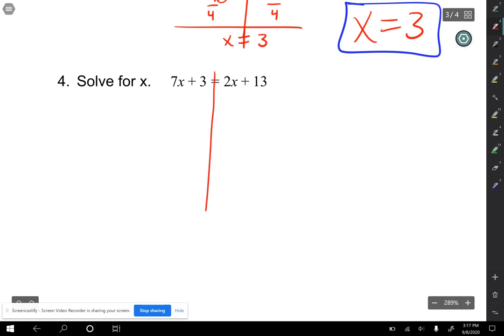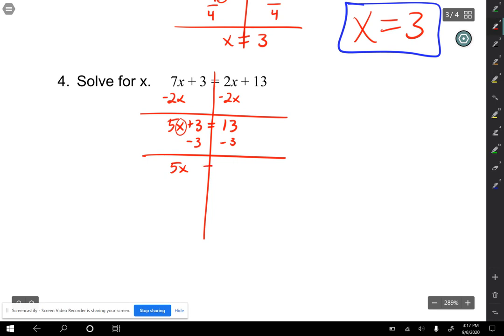Number 4, notice that I have variables on both sides of my equation right now. I need to combine those before I begin. So 7x minus 2x is 5x plus the 3 equals 13. Now this looks like I can solve it. Subtract 3 from both sides. 5x equals 13 minus 3 is 10. Divide by 5 on both sides. X equals 2. Final answer for number 4, x equals 2.